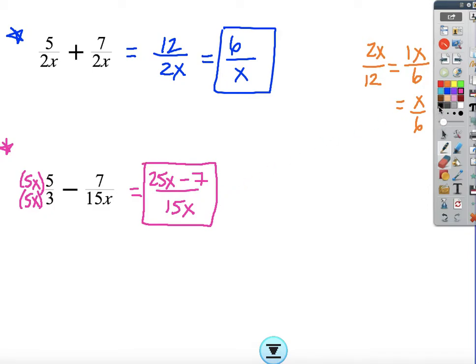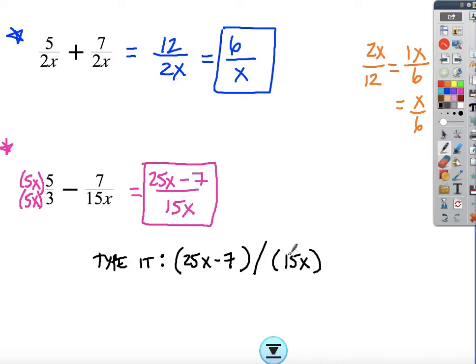Okay, now, back to how we type it in the calculator. So remember how I said I want you to put parentheses around the stuff on the top. So I would put parentheses around 25x minus 7. And then I would do the slash for the dividing, and then parentheses around the bottom stuff, around 15x. Okay, and you just leave your answer like that. Type it in like that into the Google form.